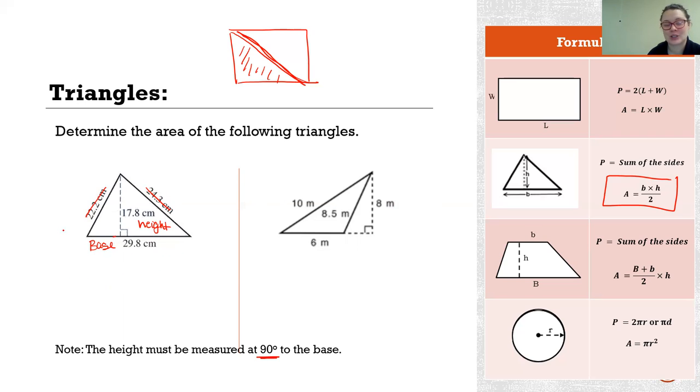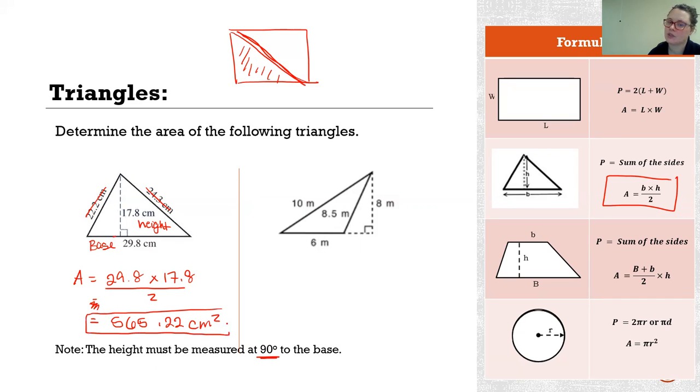So in order to calculate, area is going to be equal to 29.8 times 17.8, divided by 2, which gives us an area of 565.22 centimeters squared. So there's our area. Pretty easy calculation. Multiply the top and then divide by 2.